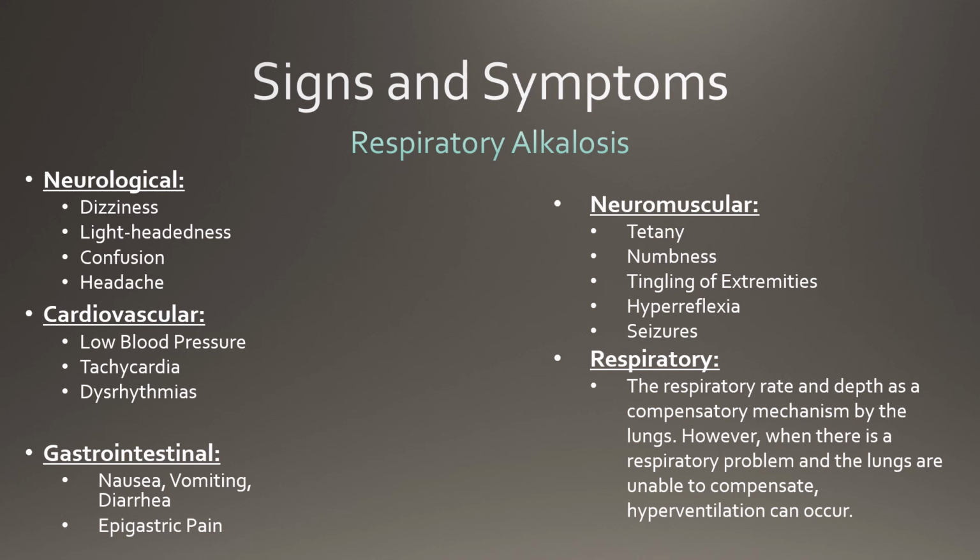In the gastrointestinal assessment, they may complain of nausea, they may have vomiting, they may have diarrhea, and they may complain of epigastric pain. In the neuromuscular assessment, you may see tetany, numbness, tingling of the extremities, hyperreflexia, and seizures. Now, the respiratory system is going to try to compensate with the rate and the depth of the respirations. However, when there is a respiratory problem and the lungs are unable to compensate, hyperventilation may occur.